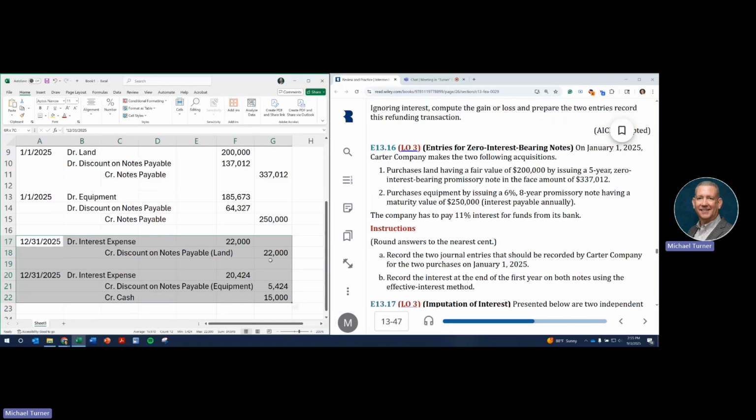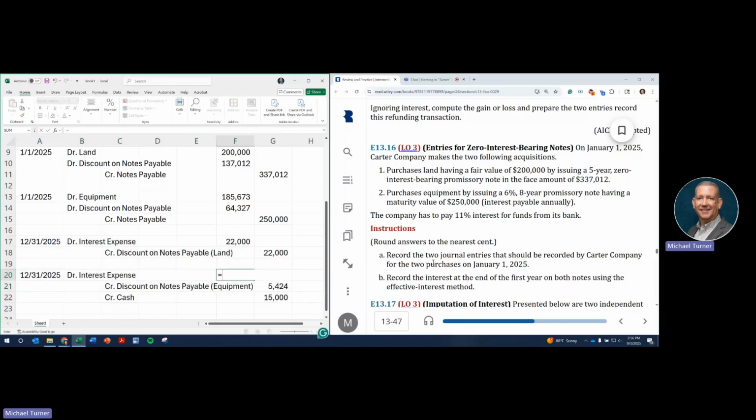And we calculated the net payable to be $200,000, and we took 11% of that. We got $22,000. There's no cash paid, so there's no credit to cash for the land. Then we record a debit to the interest expense for $22,000 and a credit to the notes payable for $22,000. For the next one, the interest expense on the equipment, we have to make a $15,000 cash payment every single year for 8 years related to the note for the equipment. So therefore, we got $15,000, and we calculated the amount that should be recorded as interest as $20,424.